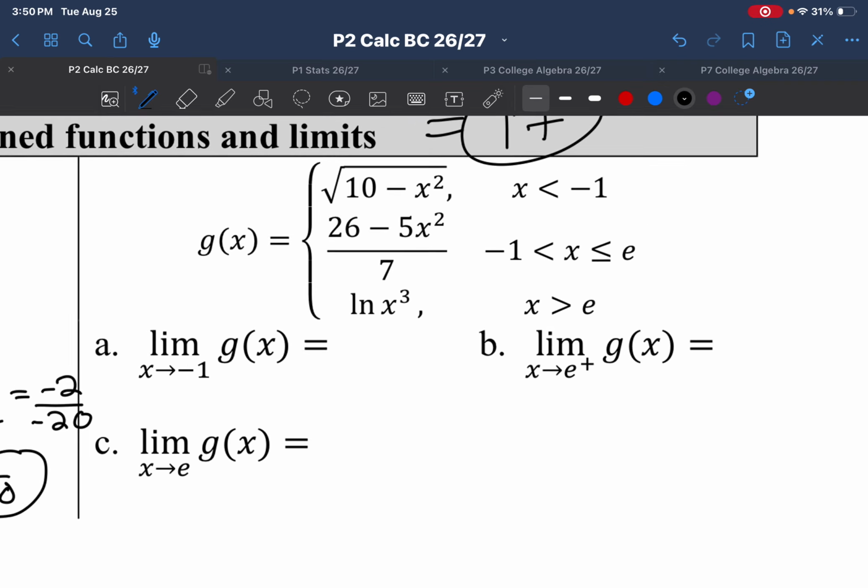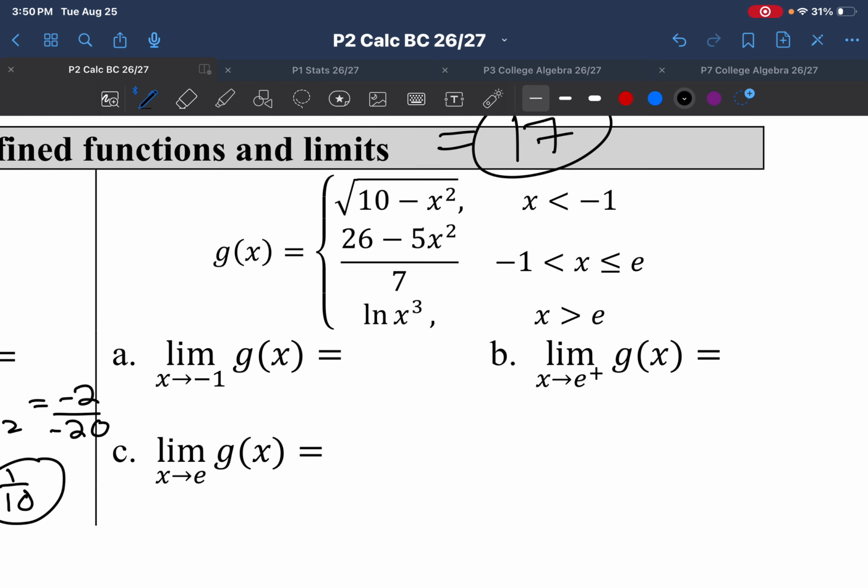Okay, so let's look at this last piecewise. So we have the limit of g of x as x approaches -1. So we have to look at both sides of -1. Okay, so we're going to look at this side and this side. So I have the square root of 10 minus -1 squared. So that's going to be the square root of 9, which is 3.